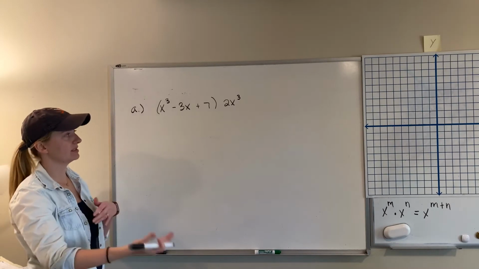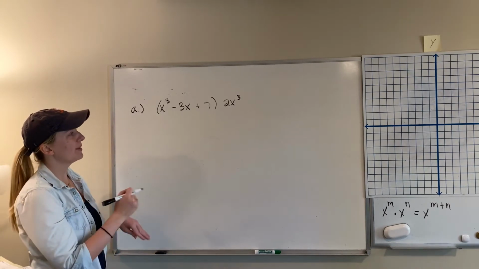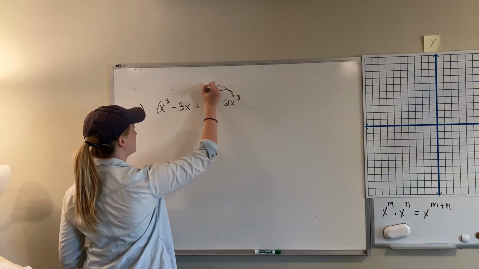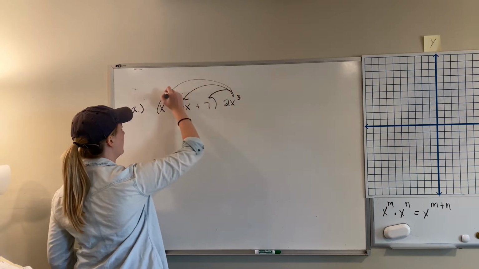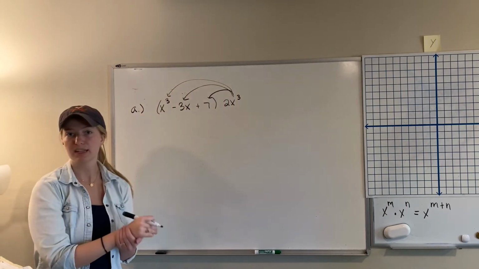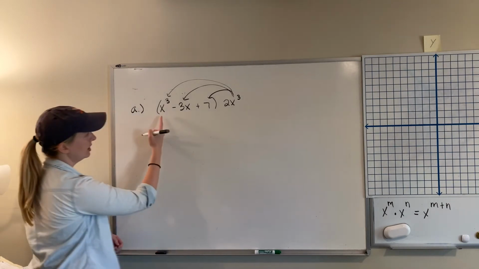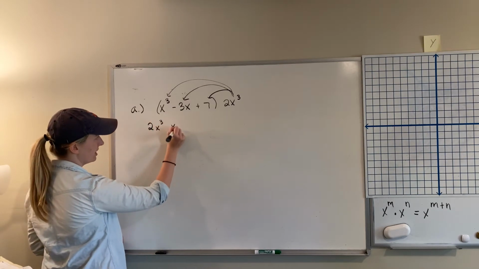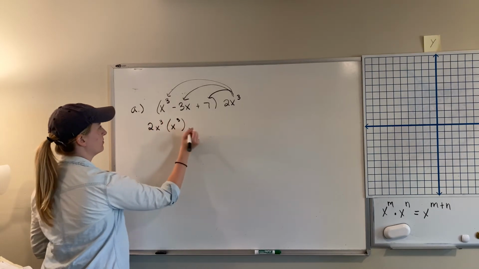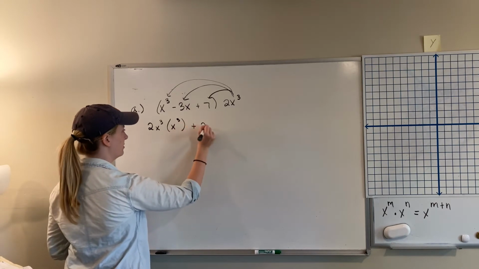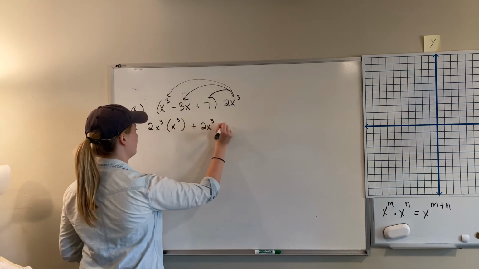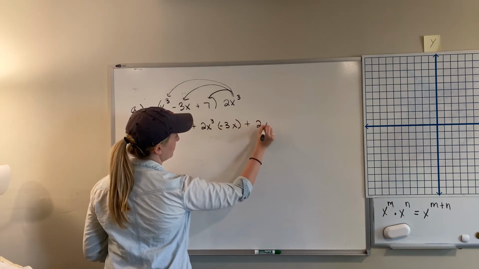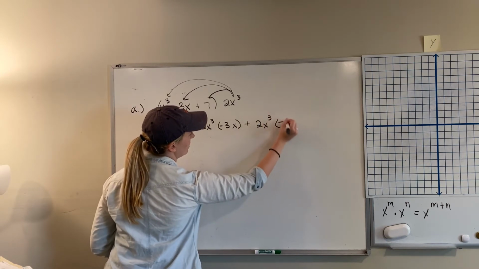We're going to take the number, or the term expression, on the outside and multiply it by every single thing on the inside. So this 2x to the 3rd is going to get distributed to each part of this. And don't forget your exponent rules: when you're multiplying with exponents, you just add them together. So starting here, we have 2x to the 3rd times x to the 3rd, plus 2x to the 3rd times negative 3x, plus 2x to the 3rd times 7.